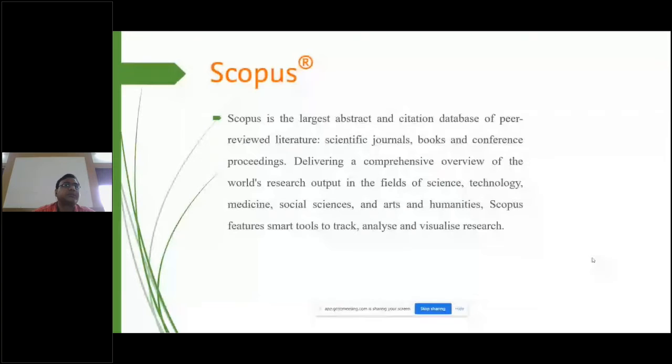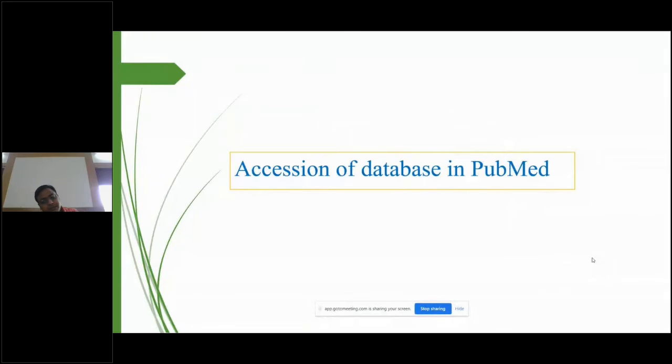Another search engine is Scopus. It is the largest abstract and citation database of peer-reviewed literature, scientific journals, books, and conference proceedings, delivering a comprehensive overview of the world's research output in science, technology, medicine, social sciences, and arts and humanities. Scopus features smart tools to track, analyze, and visualize research. In postgraduate education, you have to search so much literature for your thesis. You have to write systematic reviews, literature searches, and discussions connected with the various research done on your topic.